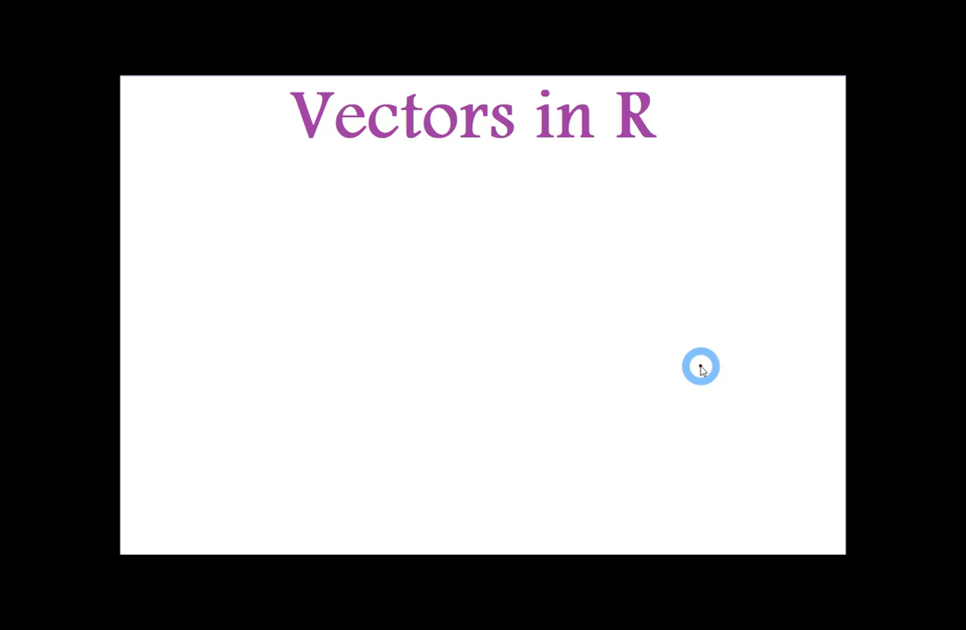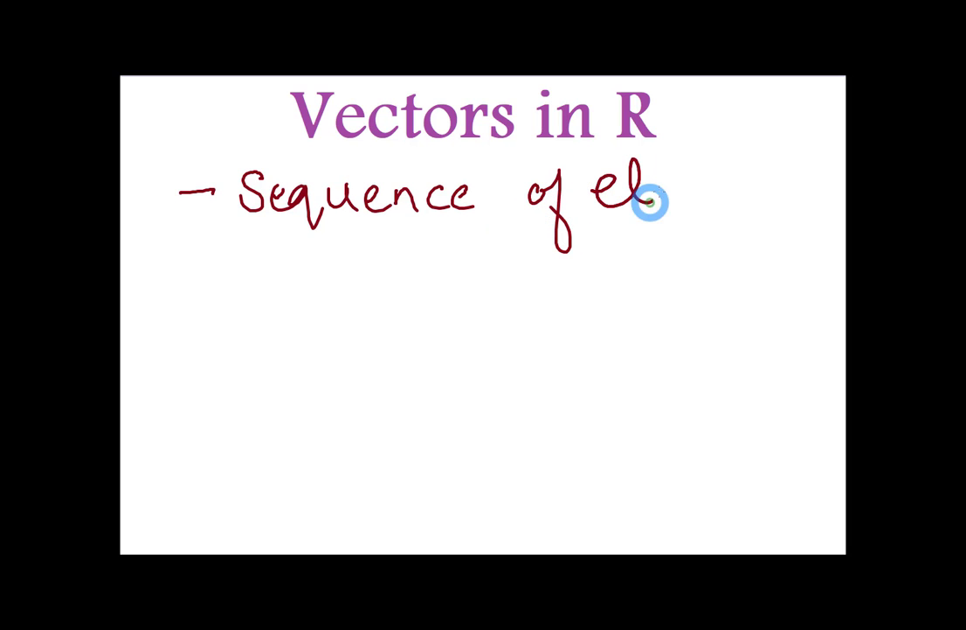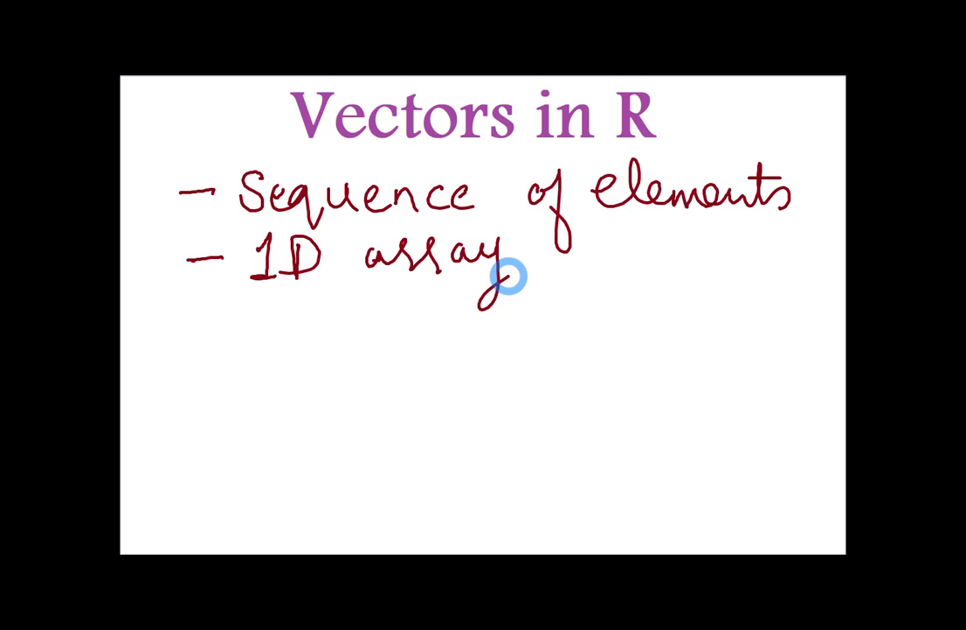Let's learn what vectors are in the R programming language. A vector is a sequence of data elements or values. You can also consider vectors as a one-dimensional array, and you must have studied 1D arrays in C or C++. Actually, 1D arrays are present in many other programming languages.